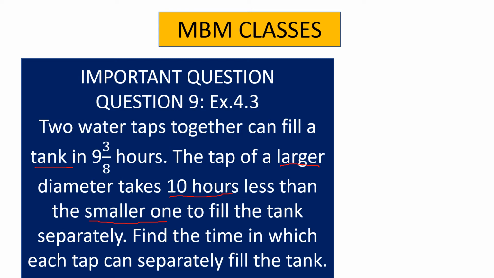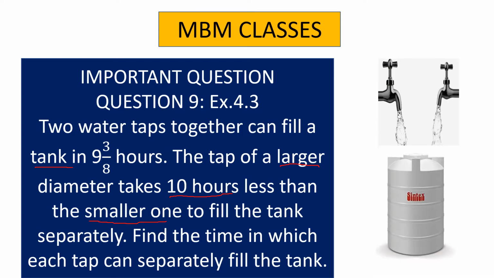So let us see the figure now. This is the water tank, and over here you have two taps. This is the smaller one and this is the larger one. Obviously, the smaller one takes more time to fill the tank than the larger one, because the diameter of this tap is more and the diameter of this tap is very small. So let us now see what is the time taken by these taps individually to fill this tank.